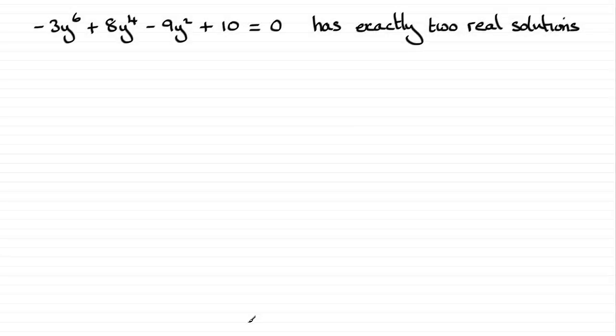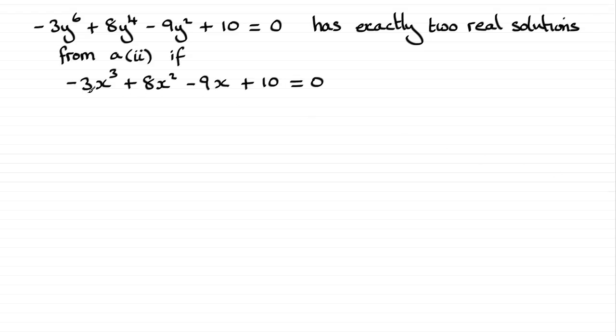Now for this part of the question, we're told to show that this equation has exactly two real solutions using A part 2. Well, in A part 2, we found this equation, which is very similar to what we've got here. Do you notice it's exactly the same if I let x equal y squared? Remember we factorized this equation and it gave us this result here.